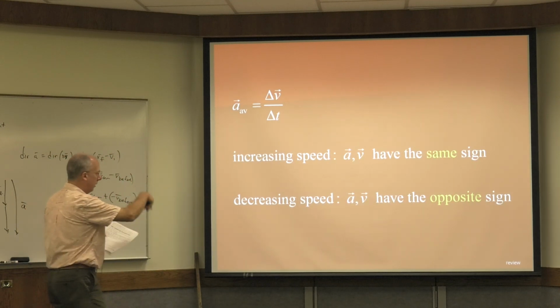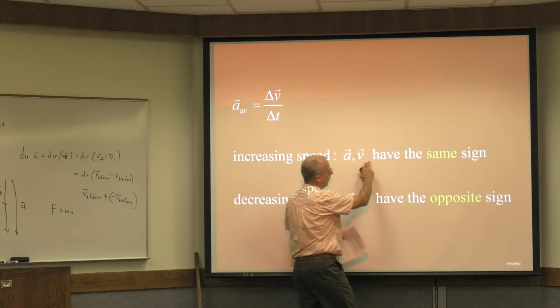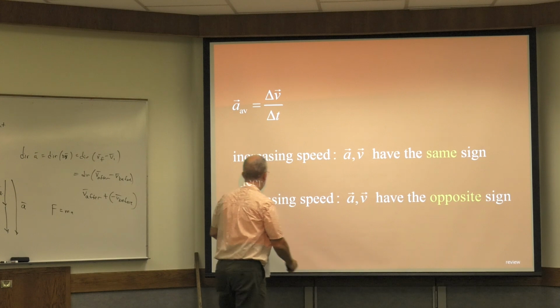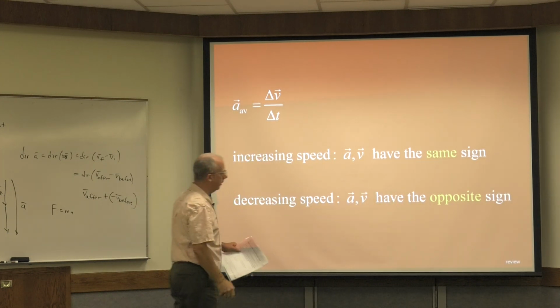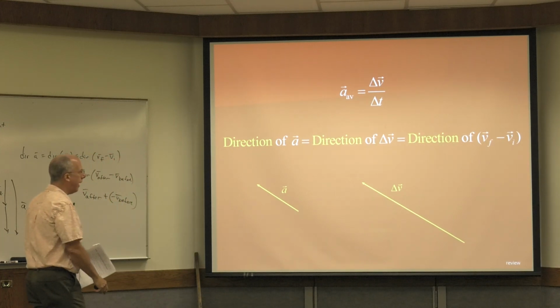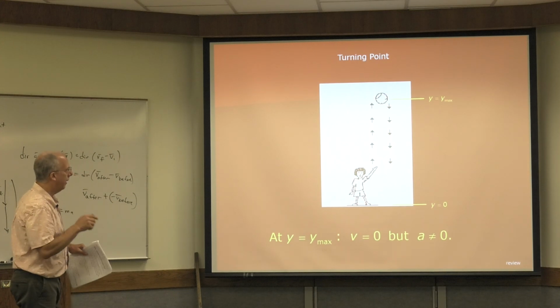Oh yeah, we said this already. If the object's speed is increasing, a and v have to have the same sign. If the speed is decreasing, a and v have to have opposite signs. That's all there is to it. And the direction of a is the direction of delta v, which is the direction of v final minus v initial. And that's a turning point.